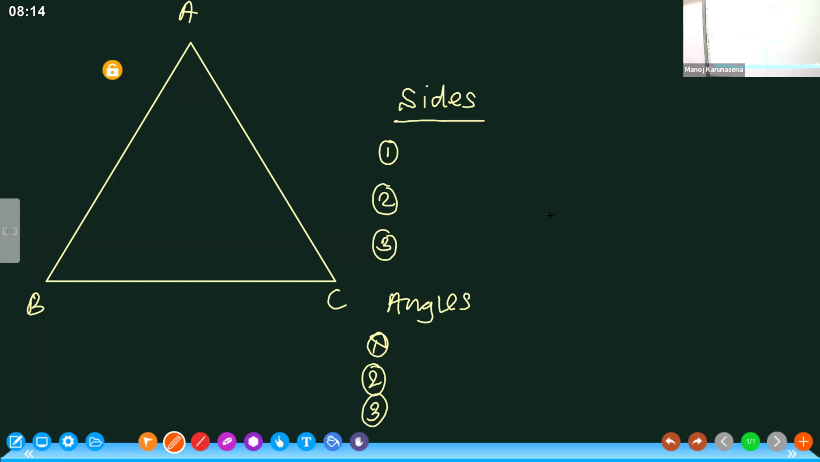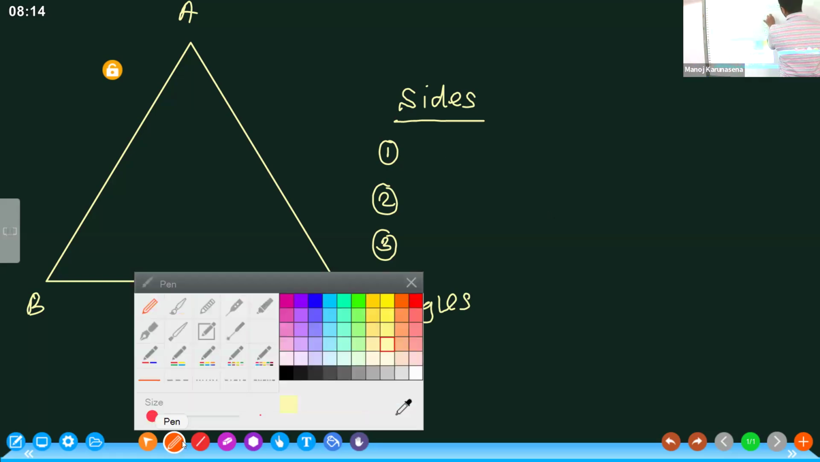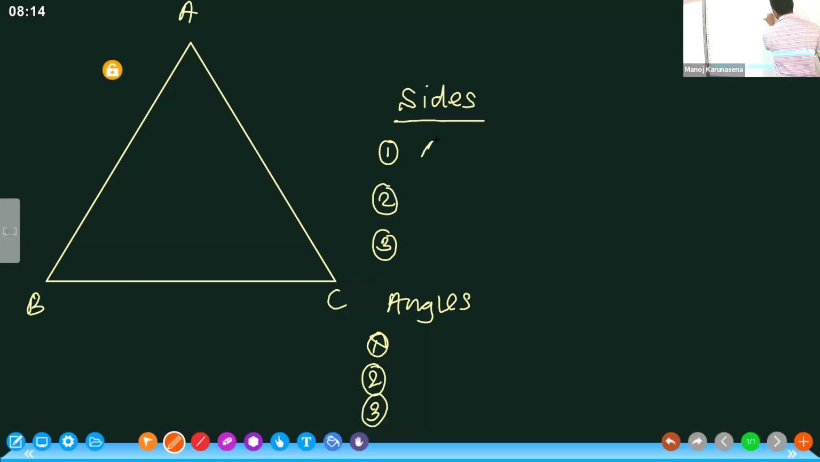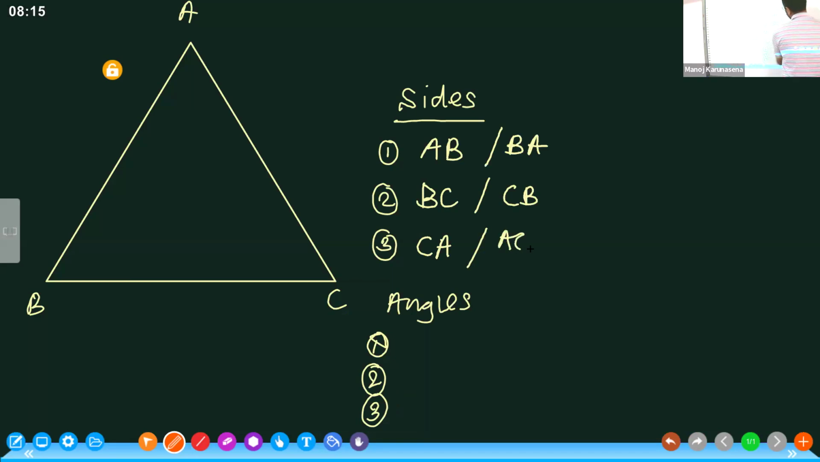Right. So sides, yes, there are 3 sides for a triangle. How can we name them? We can name them as side AB. Next one, side BC. And the next one, side CA. So we have 3 sides. You can name it AB or BA if required. BC is equal to CB. CA, you can name it AC as well, whatever you want, right?